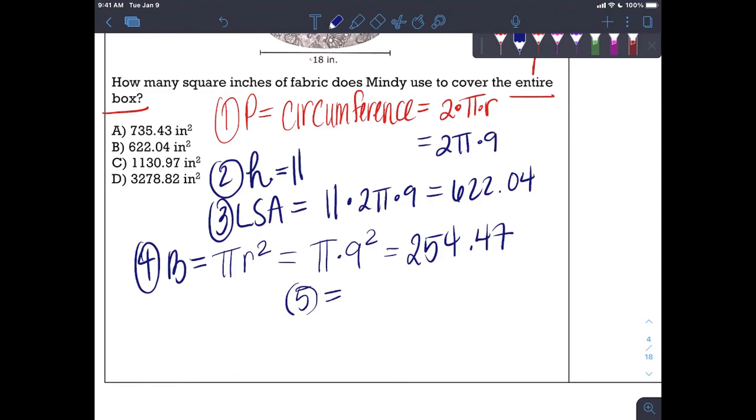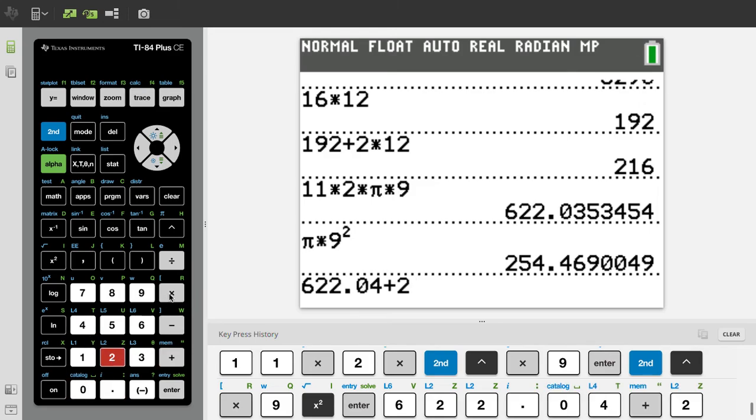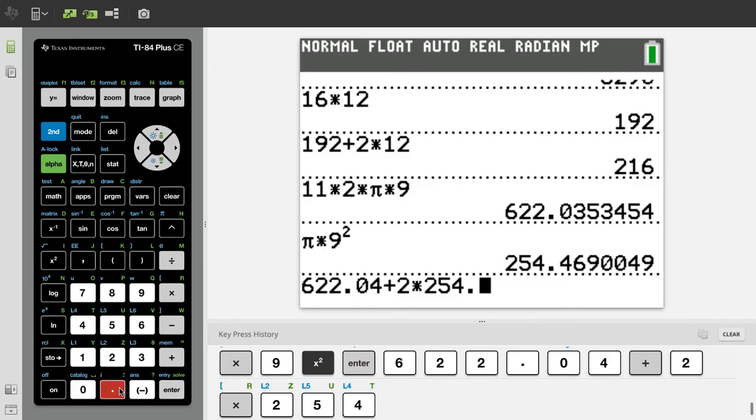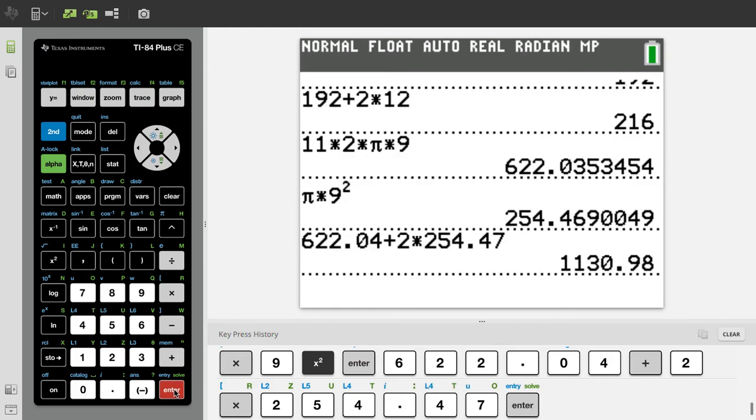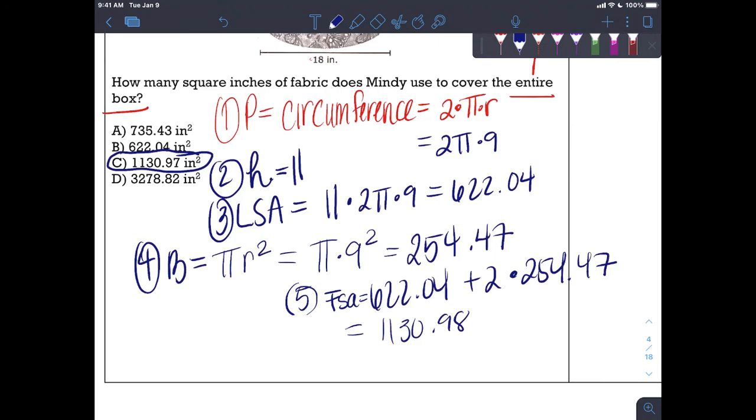I'm going to take that first number, 622.04, and add 2 of the areas of the base. Let's go ahead and put that in our calculator. So my total surface area for this cylinder would be 1,130.98 inches squared. And that is approximately consistent with answer choice C.